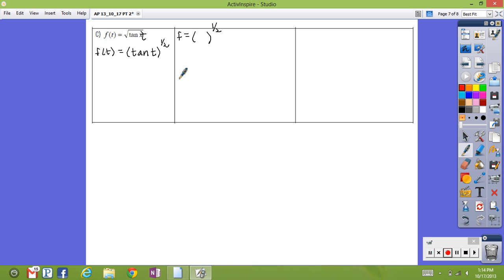My inside function is tangent of t. And in purple, I'm going to write my f prime. That would be the derivative of the outside. And in orange, I'll do g prime, which is secant squared of t. Alright, so because I have all of that, I can now write my derivative. So f prime of t is equal to, so we're going to start here.